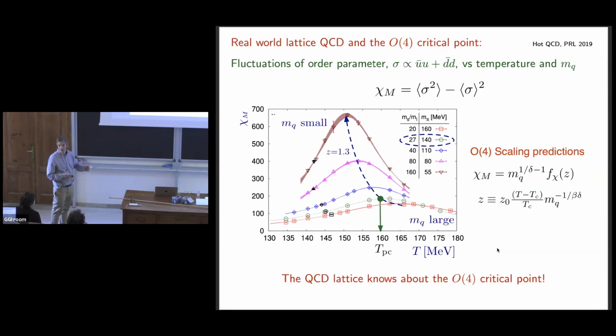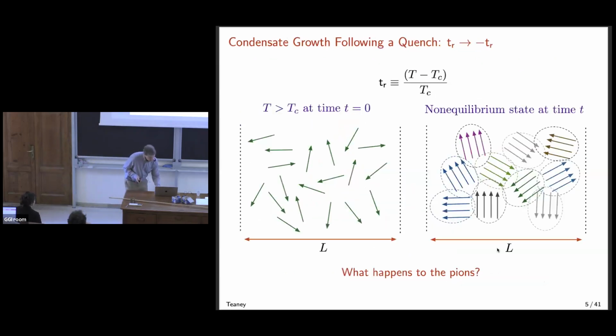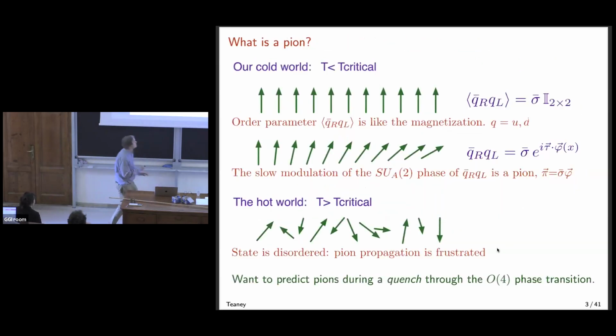We had this picture of QCD as being below TC a magnet. What they measured was the fluctuations in the order parameter, the chiral susceptibility, which is the expectation value of sigma squared minus sigma squared. Let me just set notation here. The order parameter has a magnitude and a phase. The magnitude is what they're measuring on the lattice, and the phase is the pion field.